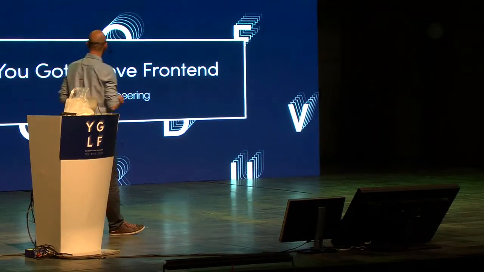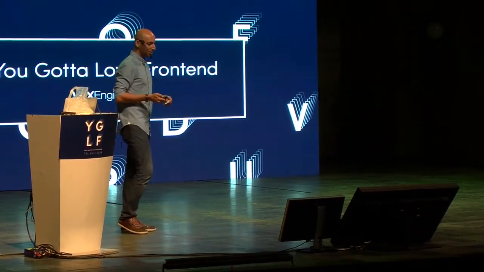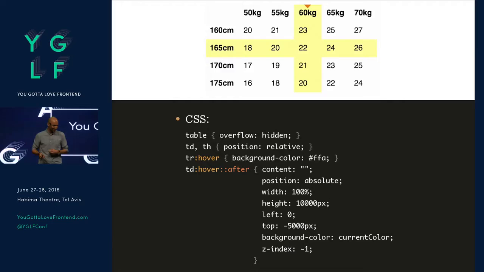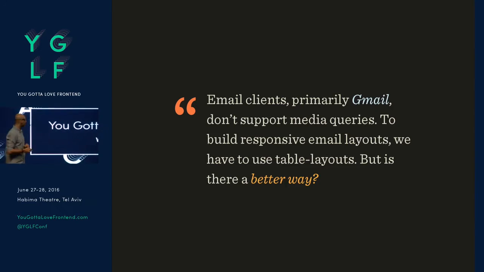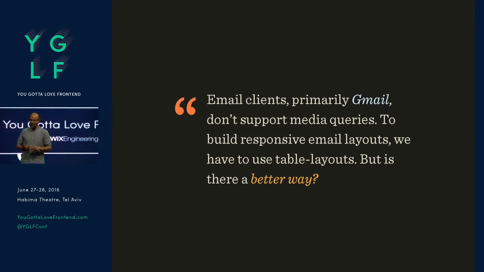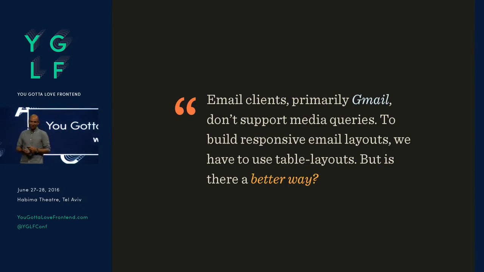So let's take the next one. And of course, we can do it for TH as well. But colgroup might work too, of course. All right? Now, here is a tricky one. Gmail and responsive emails and media queries. That's a lot of fun.